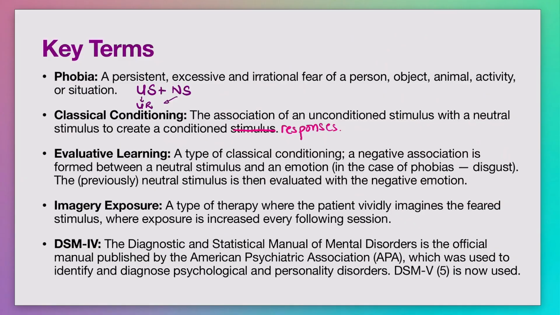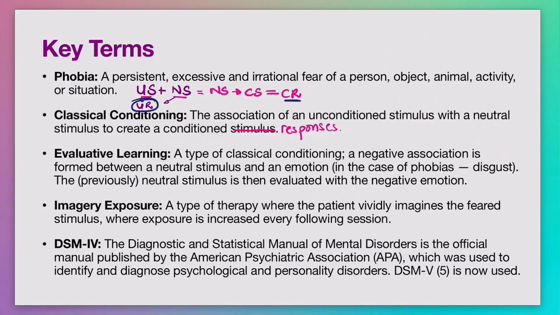So, when we pair the unconditioned stimulus and the neutral stimulus, the neutral stimulus will eventually become a conditioned stimulus. That conditioned stimulus will now produce a conditioned response, and that conditioned response is the exact same as the unconditioned response. So that is how we learn certain behaviors, simply based on the associations we form between different types of stimuli.